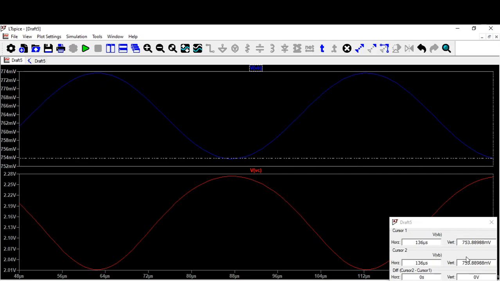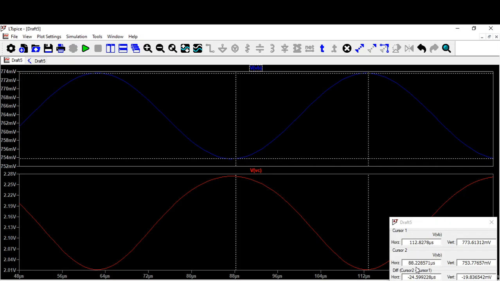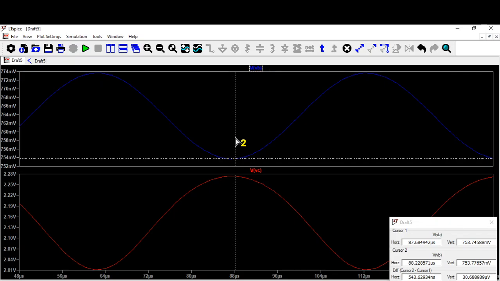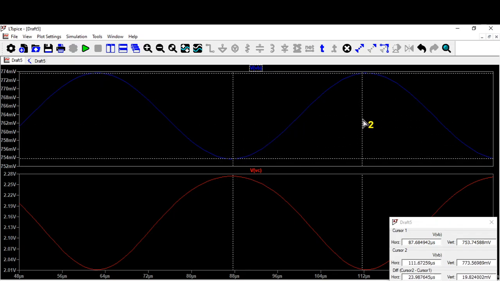Because we already know what is peak to peak of input, you can see the peak to peak of input, which is 20 millivolt. Obviously, can you see the difference is almost minus 20 because you put the cursor here. Okay, let me put this here and let me put that there. Can you see now the difference is 20, almost there. This is input peak to peak.